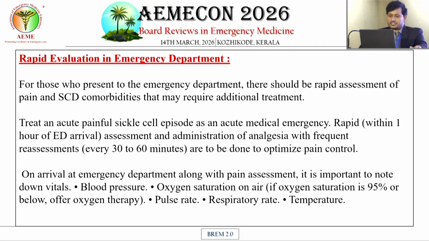So rapid evaluation, there is a timeline actually. Whenever the patient is walking in, within 30 to 60 minutes you have to give the first analgesic dose. To do that, the rapid assessment, which is nothing but the primary survey, like ABCD, whatever we do regularly in our ED, has to be done within the first 30 minutes, and you have to make a rapid recognition of the VOP. Within 30 to 60 minutes, you have to give the first dose of analgesia. And we have to reassess the patient every 30 to 60 minutes.